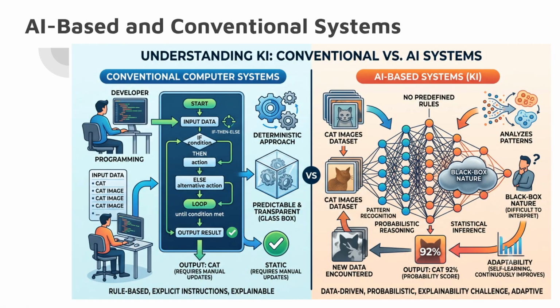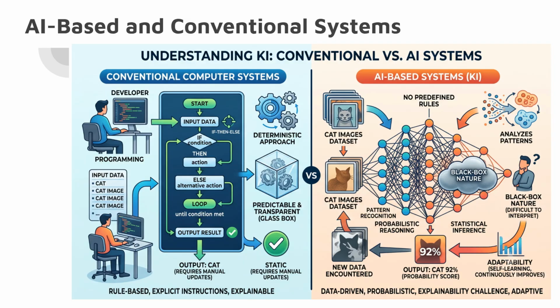Let's begin with Chapter 1, where we cover the fundamental concepts of AI-based and conventional systems. Conventional computer systems are typically programmed using imperative languages, where human developers explicitly define step-by-step instructions, including constructs such as if-then-else statements and loops. This deterministic approach helps make the system's behavior predictable and transparent, making it easier for humans to understand how inputs produce different outputs.